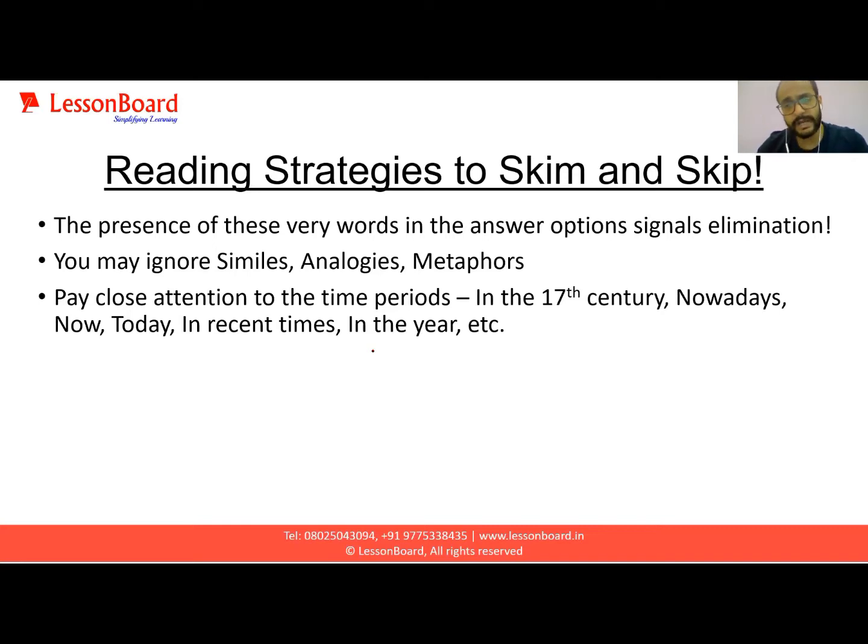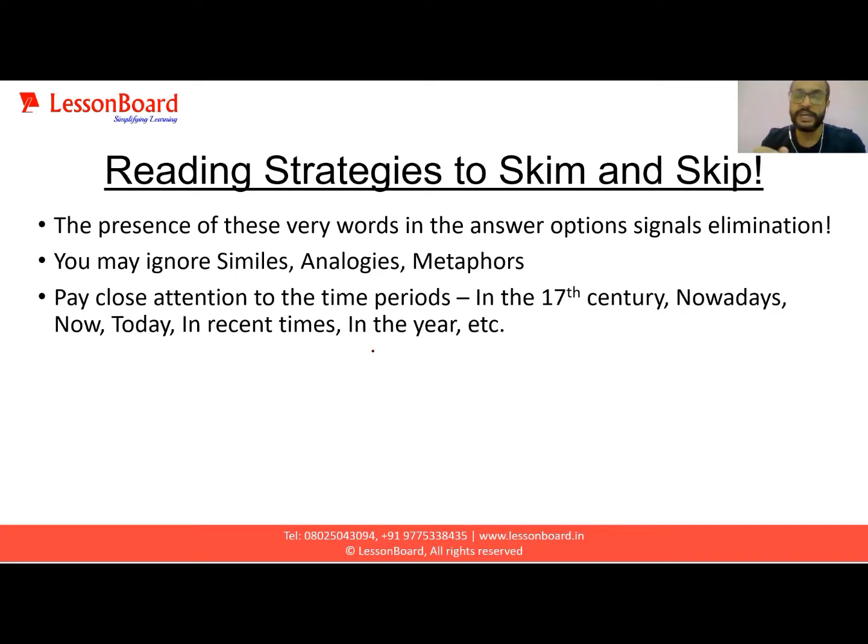So just like those transition words were important, these time periods are also equally important, because the author may again try to start off by saying that back in the day, or early in the 19th century, or in the 17th century, it was widely believed. So you know that the author is trying to draw a comparison between two time periods. Earlier, this was the thought process.